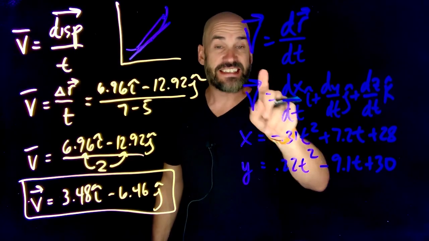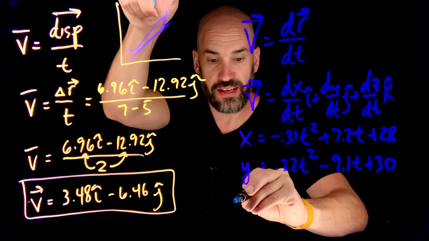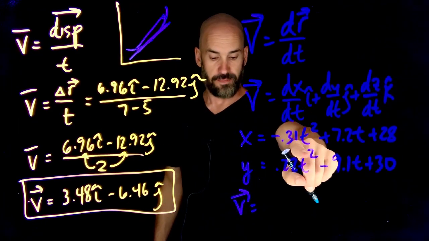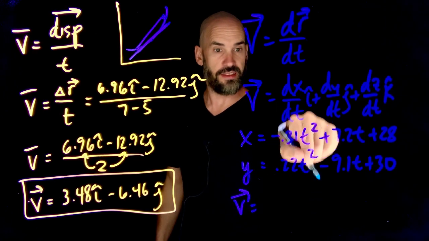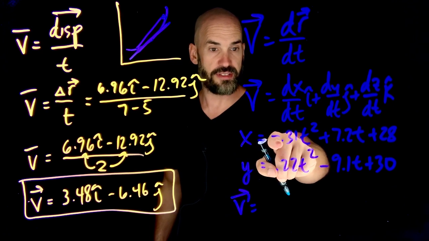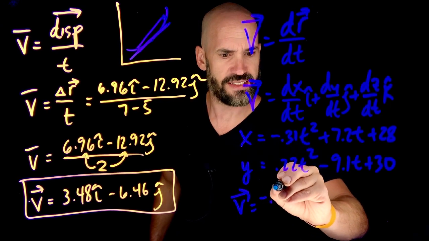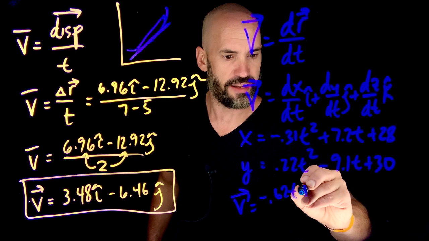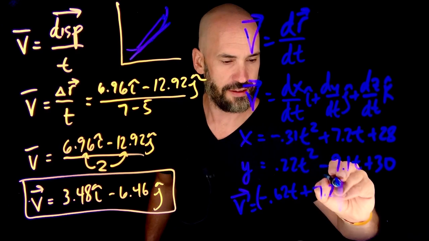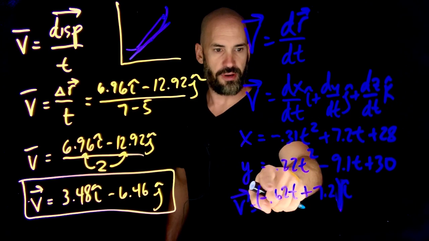So if I want to find the instantaneous velocity vector, in other words, the velocity at a single point in time, I need to take dv/dt. For this one, I want to take the derivative of the x component, which in this case is 2 times negative 0.31, which would be negative 0.62 t plus 7.2, and that's all i. So I just took dx/dt of this and put it right there.